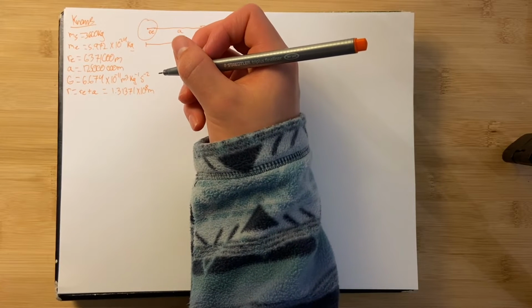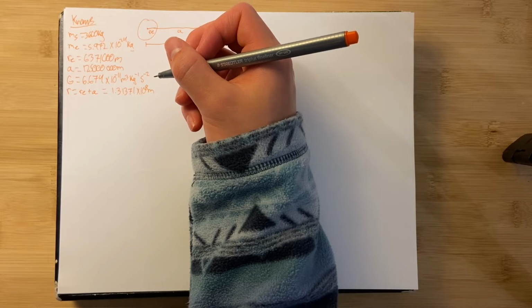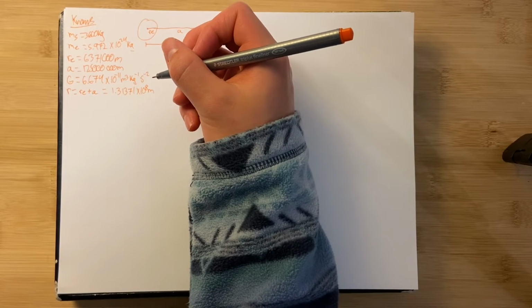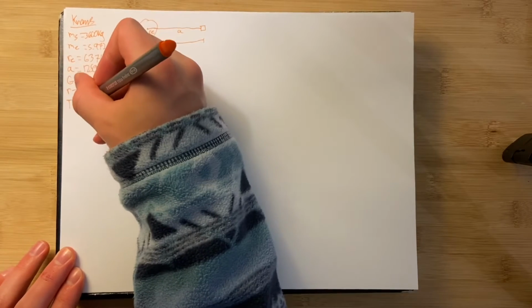And like it says in the question, it is asking us to solve how long the satellite takes to make one complete trip around the Earth, and this is also known as the period. So period is what we are solving for.